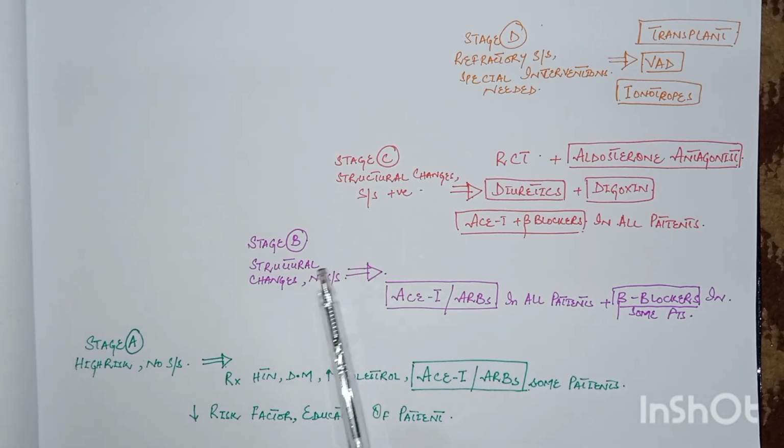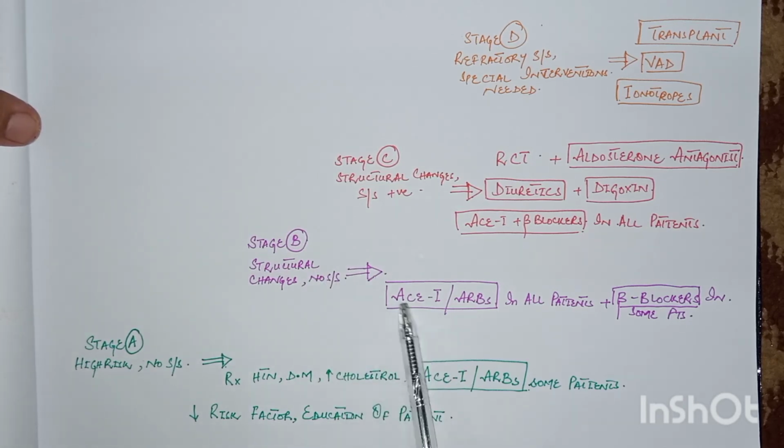In stage B, there are structural changes in the heart like fibrosis, expression of fetal genes, and left ventricular hypertrophy, but no signs and symptoms are present. So in these patients, ACE inhibitors or ARBs should be given to all patients, then add beta blockers in only a few patients. As we can see from this chart, ACE inhibitors or ARBs act as first line management in congestive cardiac failure.